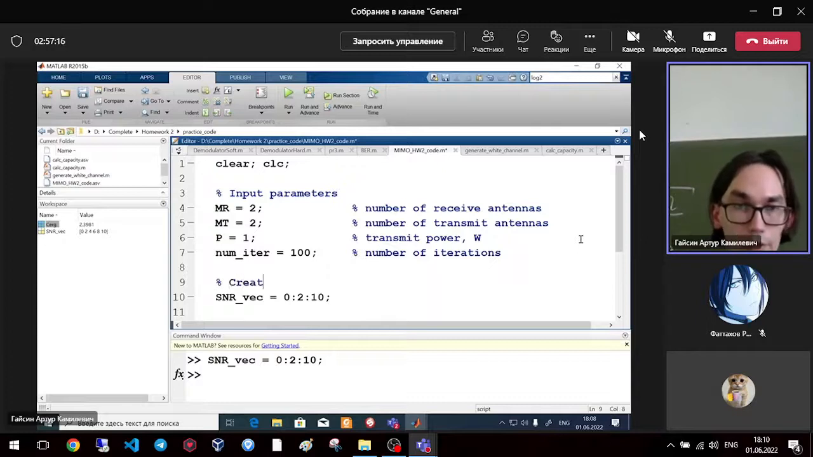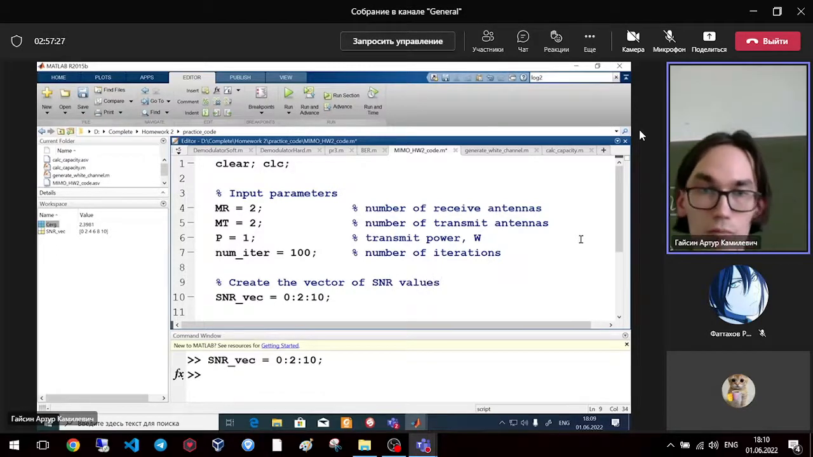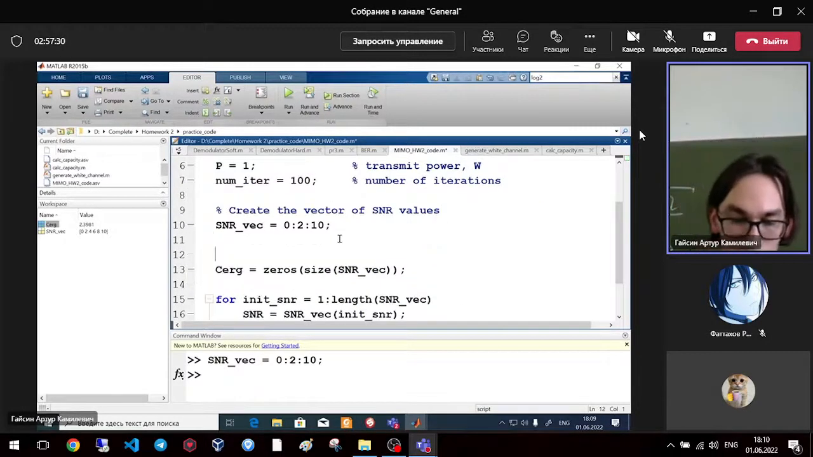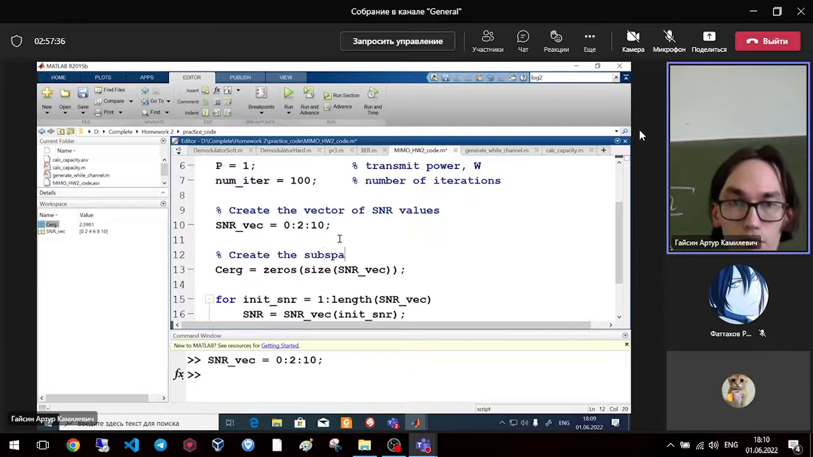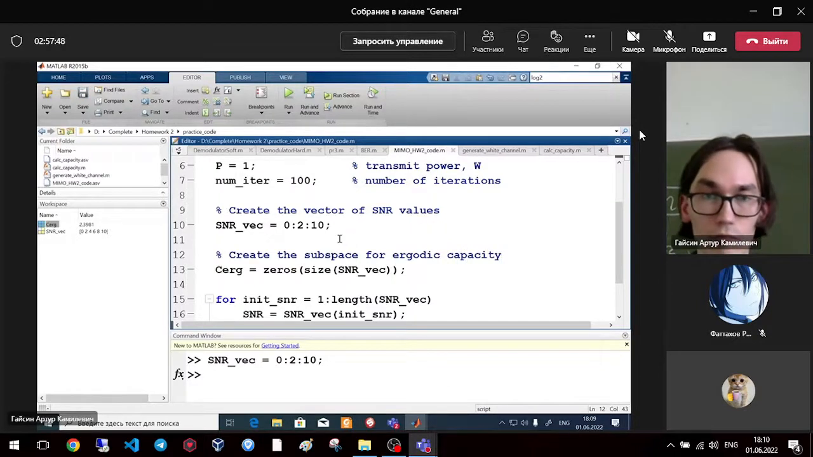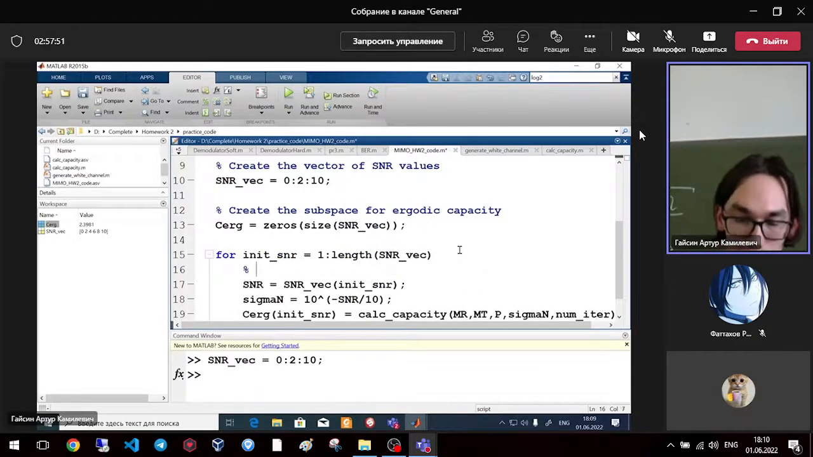first we create the vector of signal to noise ratio values, for example. And here, create the subspace for ergodic capacity. So first we take init noise ratio.